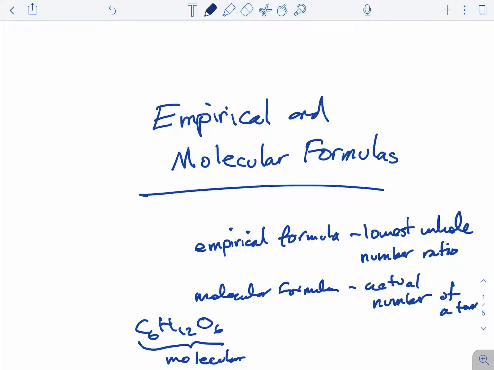It's a 5-membered ring of carbon with another carbon hanging off somewhere. Then there's a bunch of oxygens and hydrogens. All right, you'll learn about it in biology.